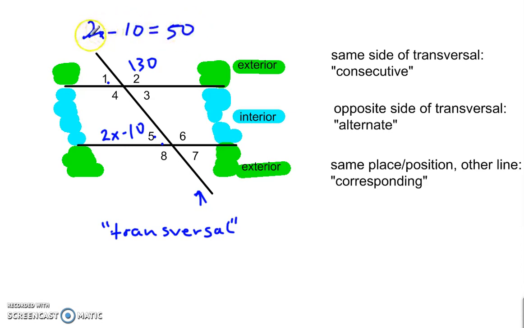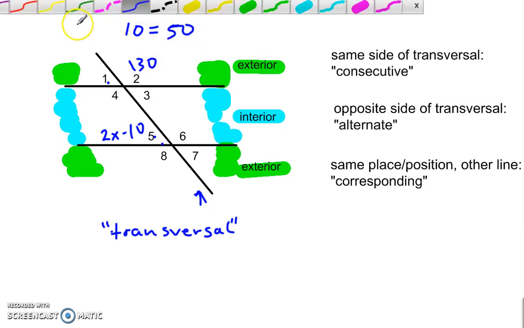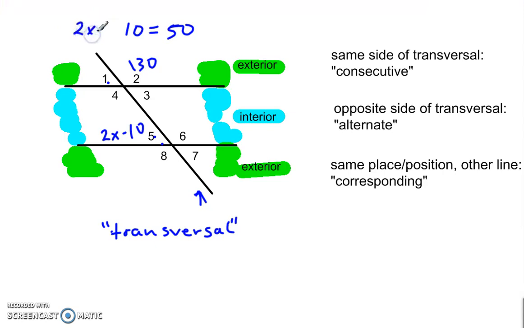Now make sure you're doing that work. Don't just try to rush through it and do it in your head, because I know you guys are smart enough to do that, but we tend to make mistakes. So write it out and then solve it. Plus 10 gives me 2x is equal to 60. Divide by 2 on each side. X is equal to 30. That's the type of problem you might see with a transversal through parallel lines.